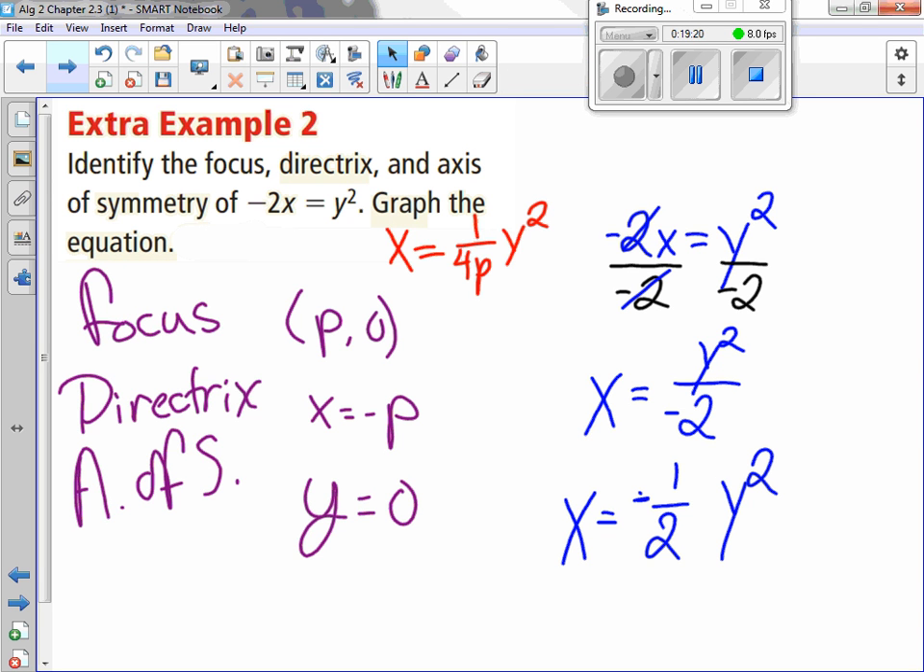Because once we find that value of p, it'll tell us which way it opens. Because here, since it's y squared, it's either going to open to the right or to the left. It's going to open to the right if it's positive, and it's going to open to the left if the value of p is negative.